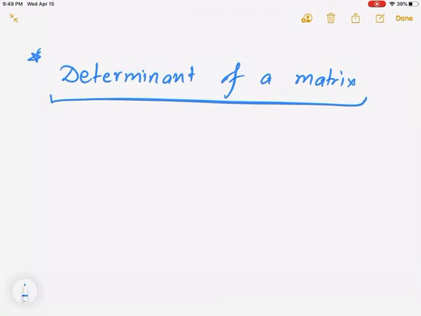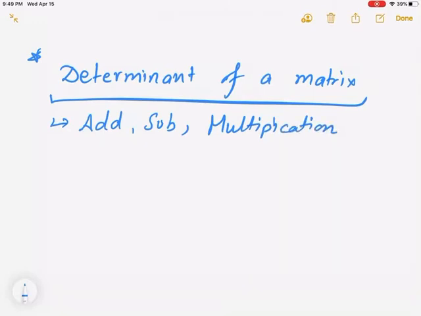Now if you remember, so far we have done addition, subtraction, and even multiplication. So we have pretty much done most of the operations with matrices except division. Division is the only concept where you have to find the determinant first. So this determinant concept would help you find dividing matrices. Basically, this is one step towards the division process, all right?